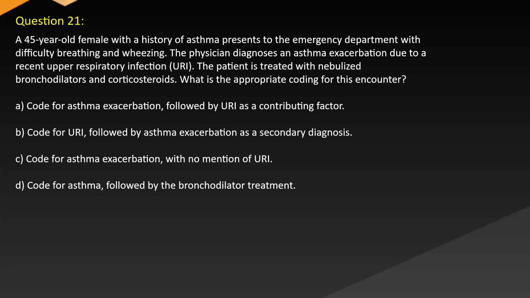A. Code for asthma exacerbation, followed by URI as a contributing factor. B. Code for URI, followed by asthma exacerbation as a secondary diagnosis. C. Code for asthma exacerbation with no mention of URI. D. Code for asthma followed by the bronchodilator treatment.